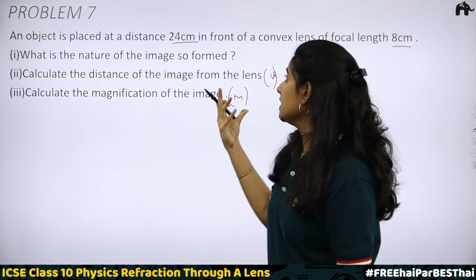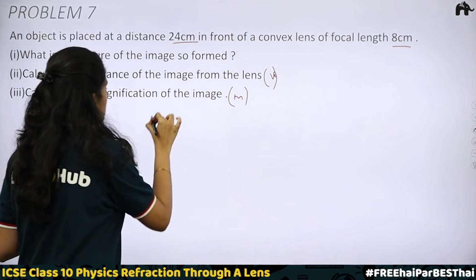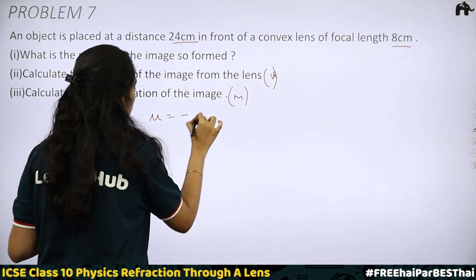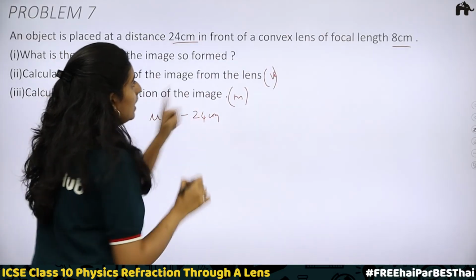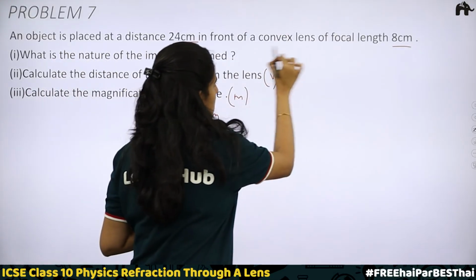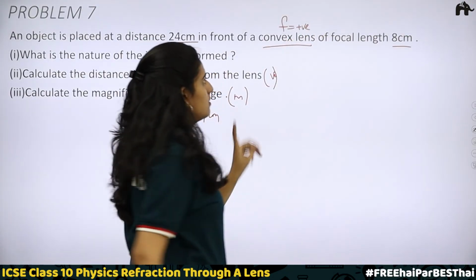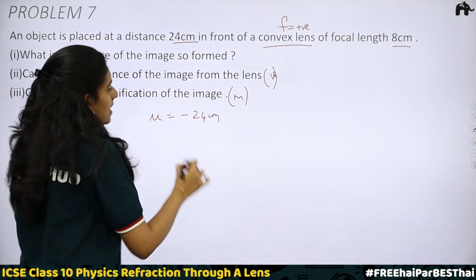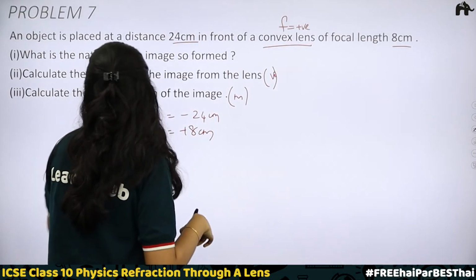An object is placed at a distance 24 cm in front of a convex lens. Object distance is given. Object distance U is equal to minus 24 cm. Negative sign. Okay. Then in front of a convex lens, the focal length in this case will be positive. Why? Because it is a convex lens. Focal length F is equal to plus 8 cm.